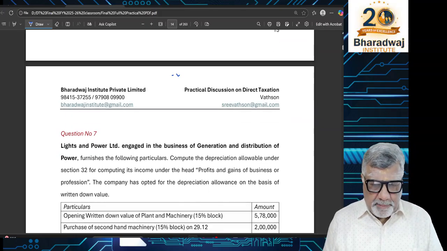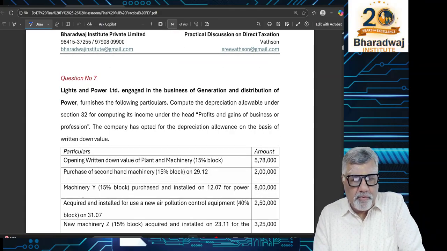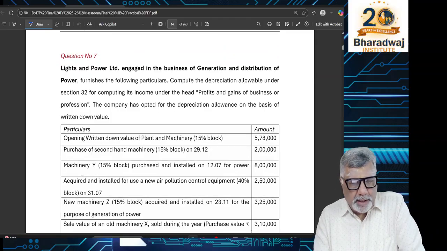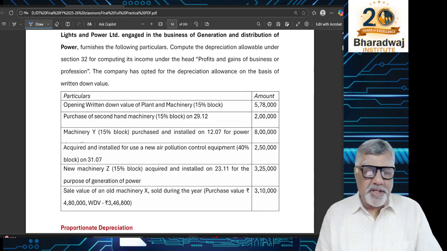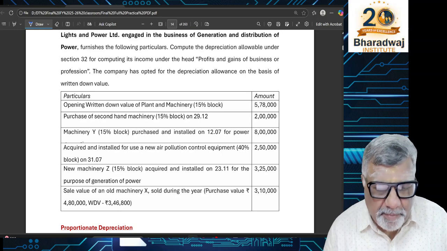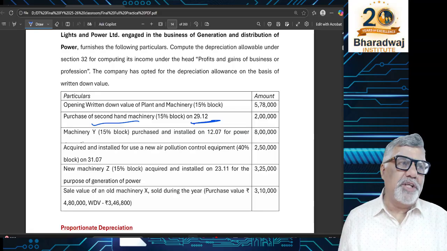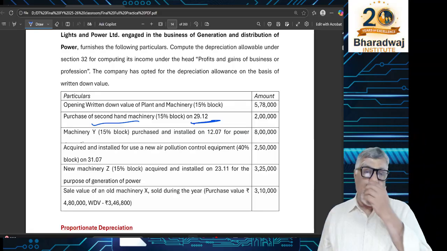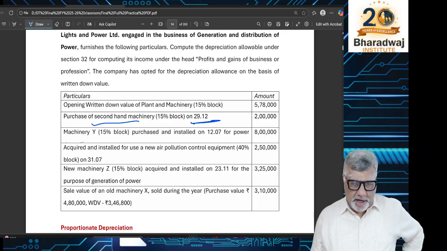Lights and Powers Limited. I'm going to question 7 on page 14. It furnishes the following: compute depreciation allowable. The company has opted for the depreciation allowance on the basis of written down value. Opening WDV. Purchased a second-hand machinery on 29/12, which will not be eligible for additional depreciation.